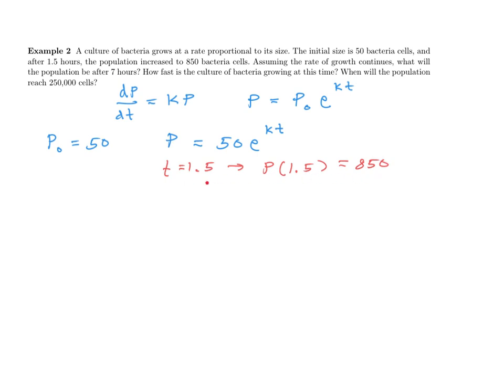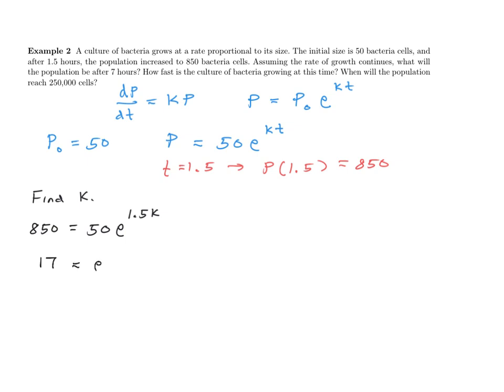I can take this information and put it into this formula. The only thing I won't know is k, meaning I can solve for it. So let's do that. I want to find k. In place of p, I'll put 850. My initial value is 50, and that's e to the, and if I put 1.5 in place of t, I get 1.5 times k. I want to take this equation and solve for k. I'll first divide both sides by 50. So 850 divided by 50 is 17.